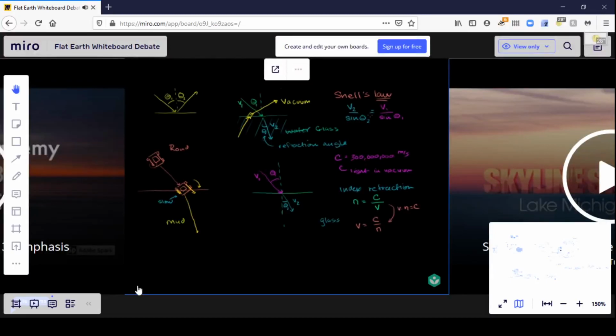So I can rewrite Snell's law over here as, instead of writing v2 there, I could write the speed of light divided by the refraction index for this material.